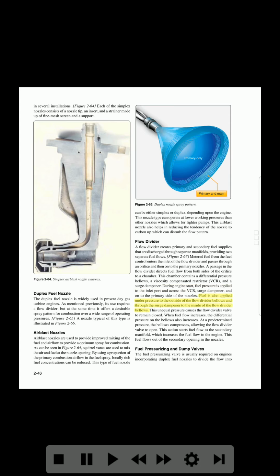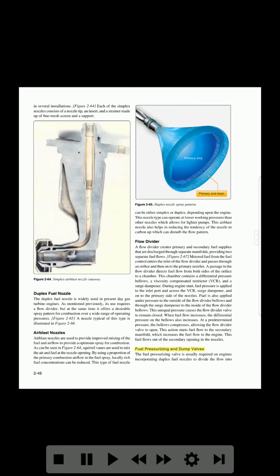Fuel is also applied under pressure to the outside of the flow divider bellows, and through the surge dampener to the inside of the flow divider bellows. This unequal pressure causes the flow divider valve to remain closed. When fuel flow increases, the differential pressure on the bellows also increases. At a predetermined pressure, the bellows compresses, allowing the flow divider valve to open. This action starts fuel flow to the secondary manifold, which increases the fuel flow to the engine. This fuel flows out of the secondary opening in the nozzles.